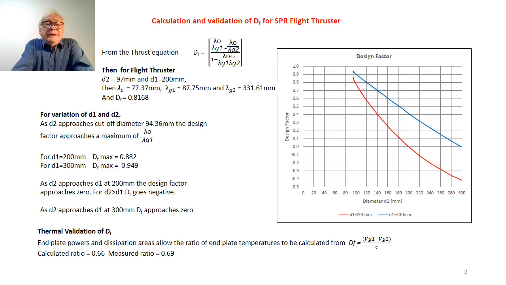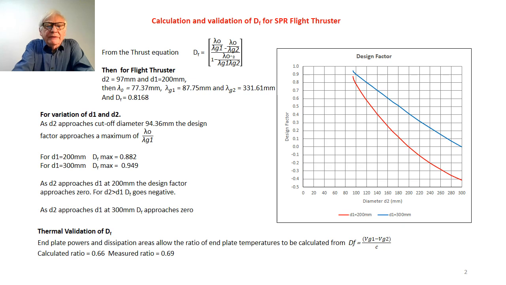Indeed, if you increase D2 to be greater than D1, so in other words, we're reversing the taper, the design factor will actually go negative. You can see that as D2 approaches D1 at 300 millimeters, the design factor also approaches 0.